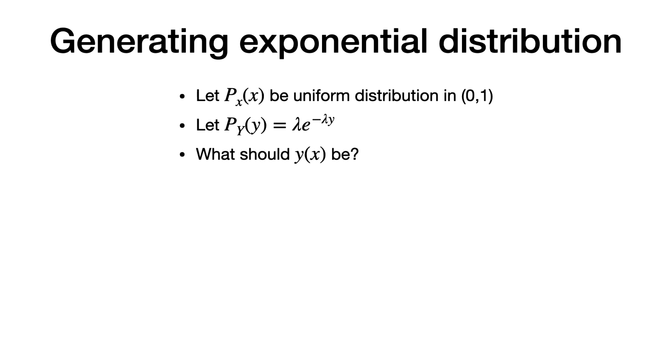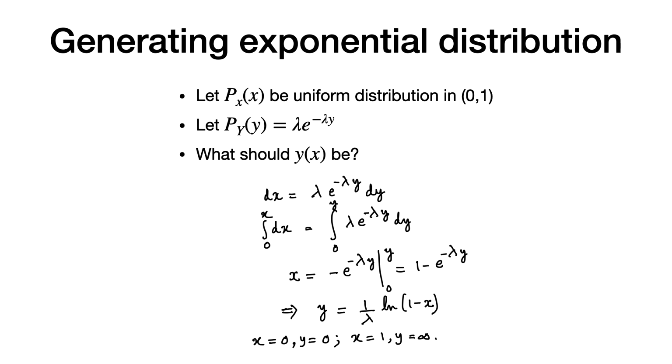In my computer, I will generate a number between 0 and 1. Then I have to do this y of x to generate y. But I do not know what the y of x is. That is the question we are going to answer. So we go back to p of x dx is equal to p of y dy. But p of x is 1, it's a uniform distribution. P of y is lambda e to the minus lambda y dy. This is easily integrable. So I go from 0 to x, and this goes from 0 to y. I do this integration and I get a relation between y and x.